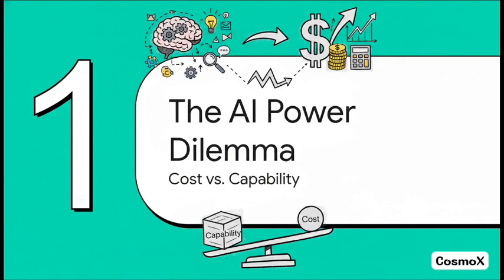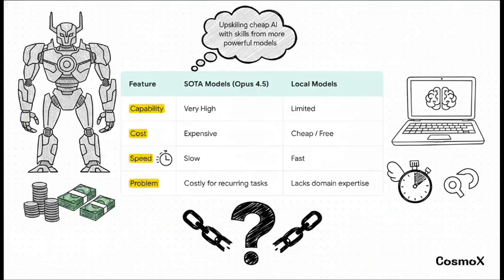It really, truly boils down to this constant trade-off between how much a model can do and how much it costs you to get it done. This slide just lays it out perfectly, doesn't it? On one hand, you've got the heavy hitters, the giant state-of-the-art models. Their capabilities are incredible, no doubt, but they come with a hefty price tag, and they can be kind of slow, which is a real pain for repetitive tasks.